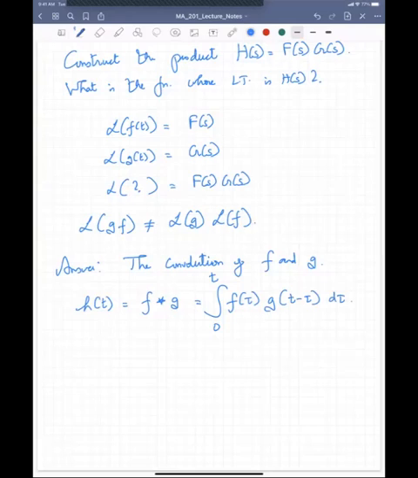Remember that tau is a dummy variable of integration. I can call this x, for instance, or y, or whatever, q, r, whatever. Tau is a dummy variable of integration. It's integrated from 0 to t, and so the right-hand side is also a function of t. So this is the function whose Laplace transform is capital F times capital G.